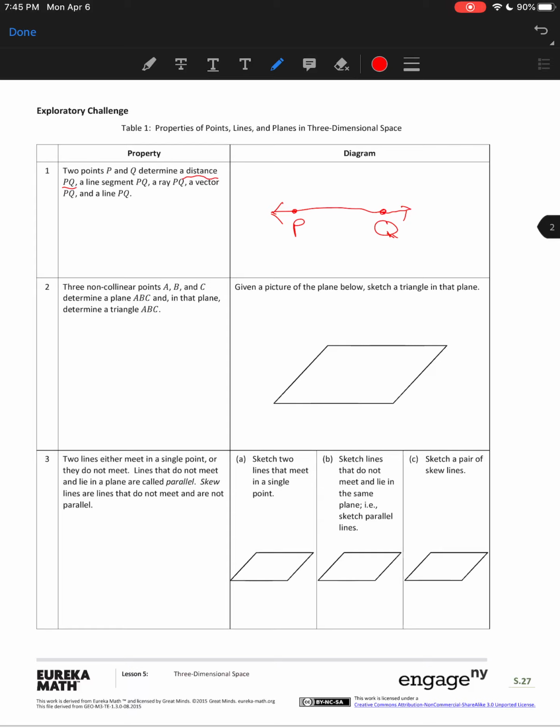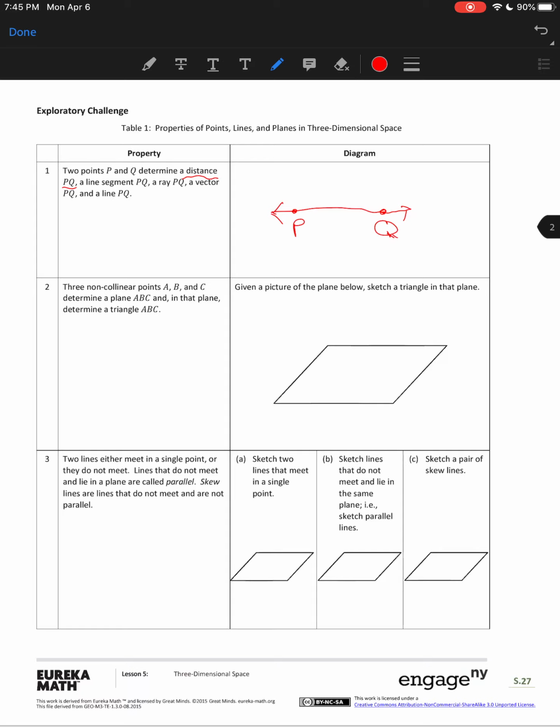A ray PQ, that's a little different. So a ray PQ would start here at this point, P, and then it would actually go forever in the other direction. That's what a ray is, right? Different than a line segment.